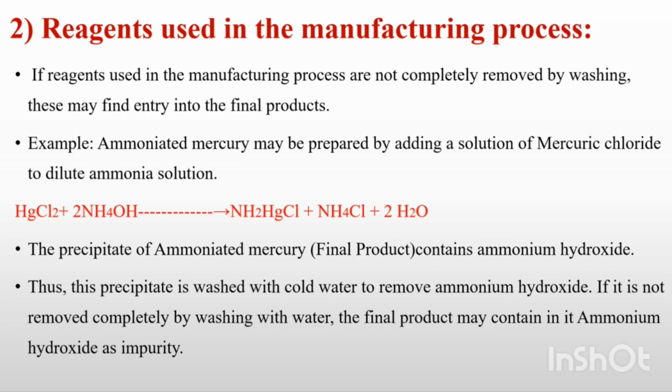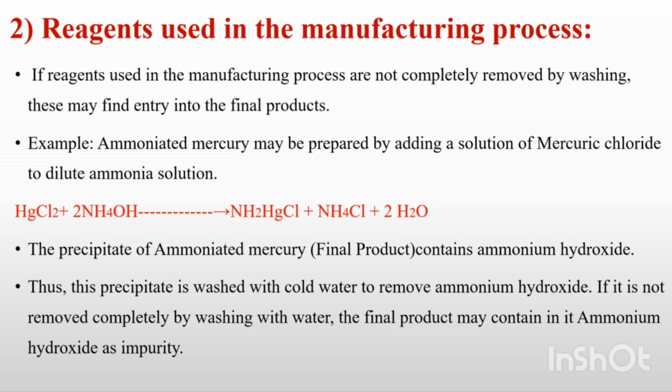Then next in the sources: reagents used in the manufacturing process. If the reagents used in the manufacturing process are not completely removed by washing, they may find their way into the final products. For example, ammoniated mercury may be prepared by adding a solution of mercuric chloride to dilute ammonia solution. Then the precipitate of ammoniated mercury contains ammonium hydroxide. Thus this precipitate is washed with cold water to remove the ammonium hydroxide.